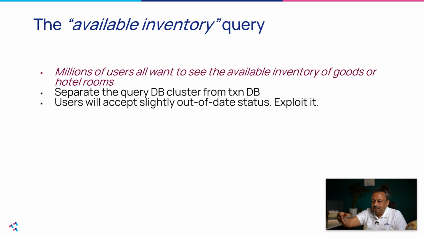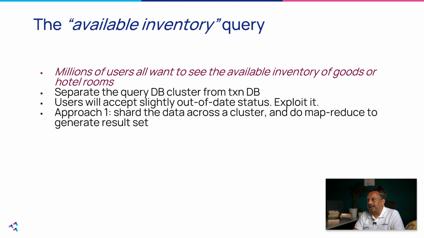It could be physical items being sold by Amazon, or it could be hotel rooms which the traveler is searching for, or it could be railway tickets, airline tickets, whatever. So there are very large numbers of items and there are very large numbers of queryers, but the status does not have to be extremely low latency, which means that the replication requirements are not that tight. So in that situation, one of the things you can do to handle the very large volumes is to shard the data across a cluster.